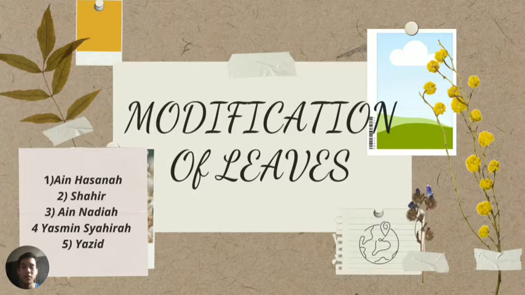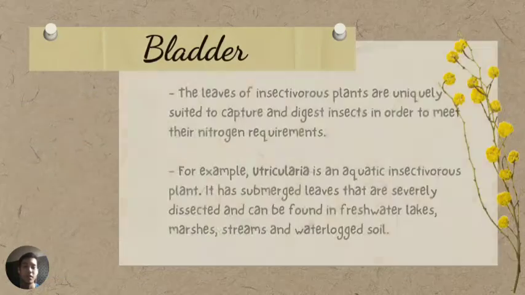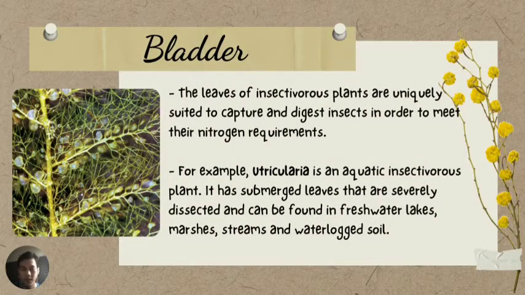Assalamualaikum and hi everyone. For the next topic, we will go through modification of leaves, which is bladder. So what is bladder? The bladder is the leaf of insectivorous plants, uniquely suited to capture and digest insects in order to meet their nitrogen requirements. We can take an example like Utricularia.